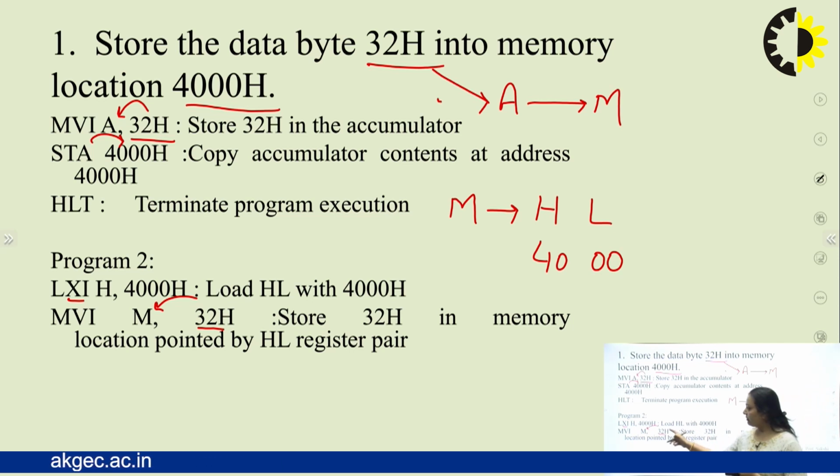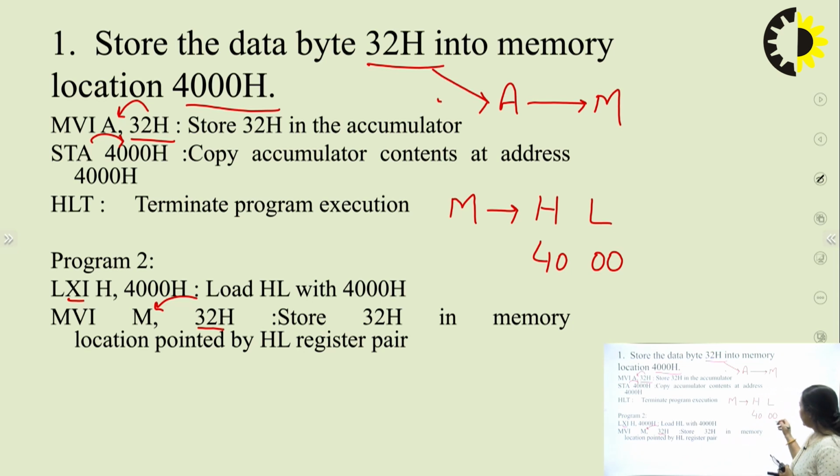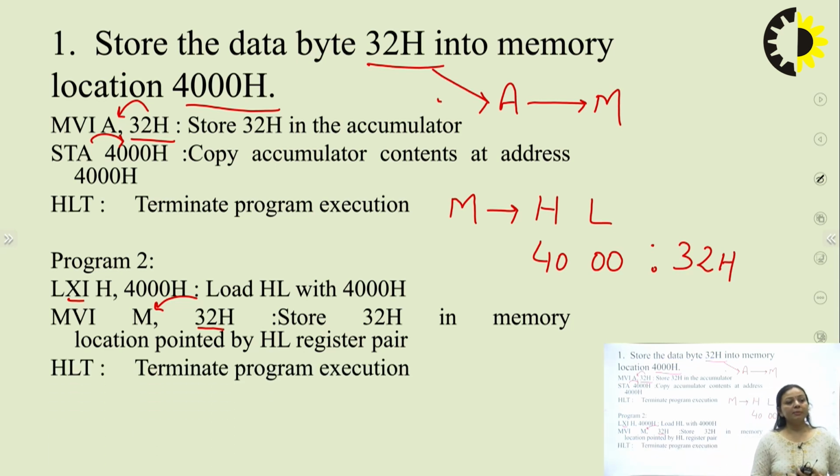So now I have 32 as immediate data. It has to move to the address stored in the HL pair. So at this address 4000, this number 32H is stored. And my last instruction should be HLT, to terminate the program.